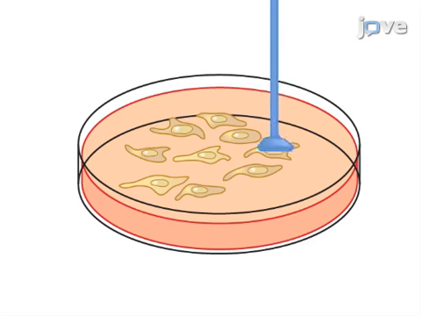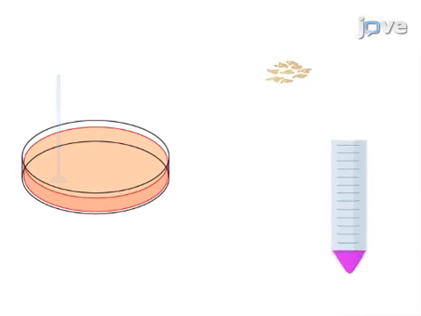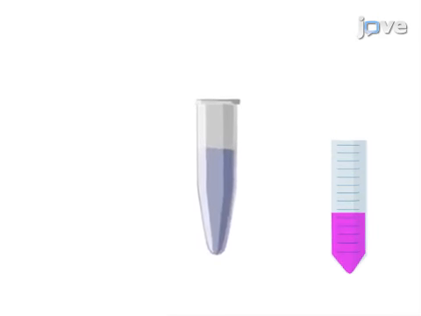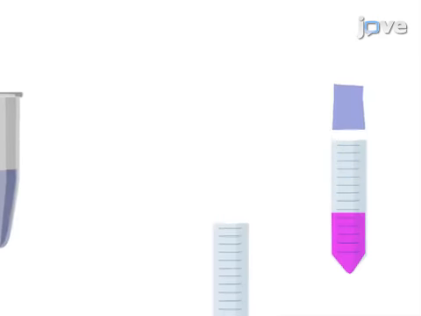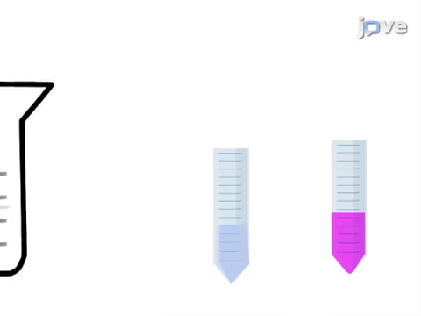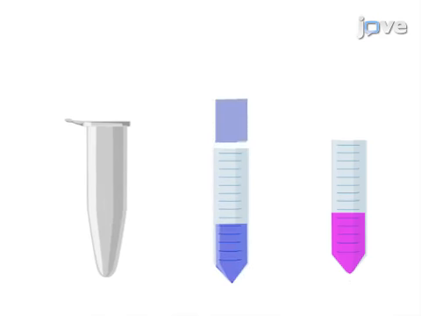The second step is to collect the cells by scraping, and then to lyse them using heme extraction buffer. Next, diethyl ether is added to extract heme, and the ether phase is collected. The final step is to wash the ether phase with hydrochloric acid to separate porphyrins from heme.